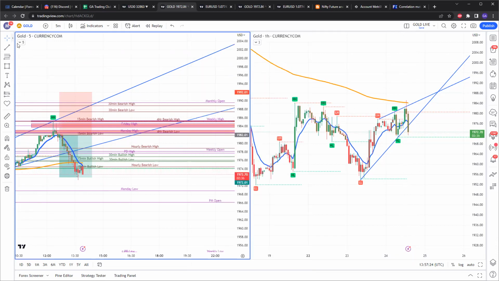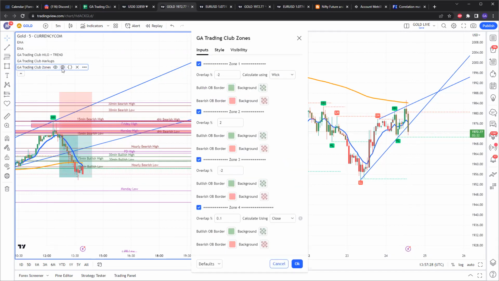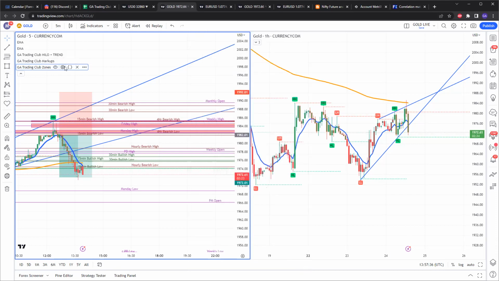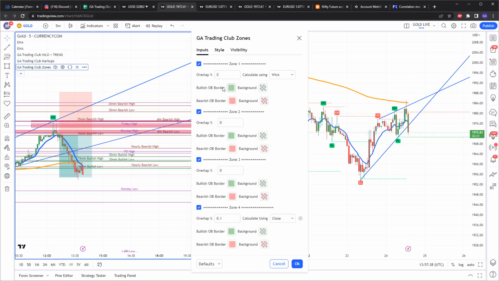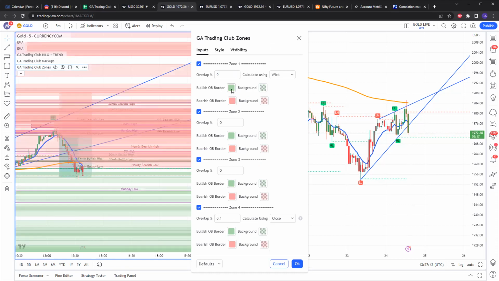So I have a question about the indicator. The shaded area, where it's shaded in red, is that a supply or demand area? It depends on how you change the colors right here. Yeah, so ideally for me, supply zones are red or bearish zones.